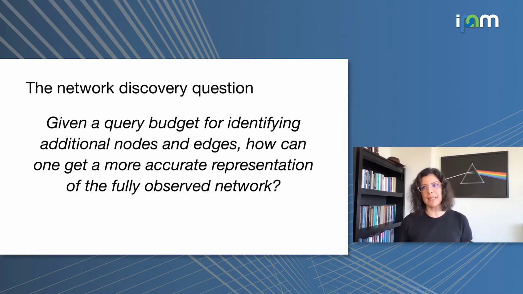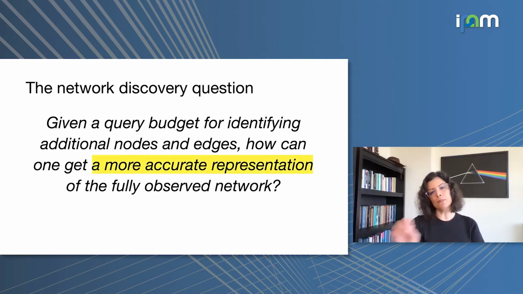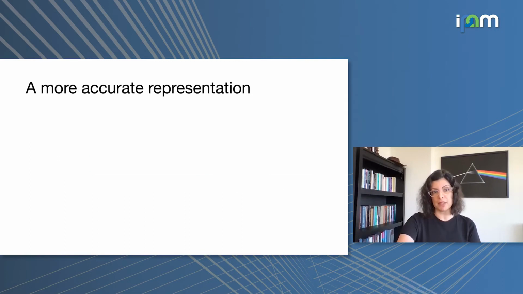But the question that we wanted to answer was the following: given a query budget for identifying additional nodes and edges, how can one get a more accurate representation of the fully observed network? So that's the network discovery problem. You may have heard about it in terms of network completion. You may have heard about it in terms of, well, I kind of know what model is producing my data, I'm going to use that to fill in the gaps, and so on and so forth. But the key phrase in this question is a more accurate representation. What do we mean by a more accurate representation?